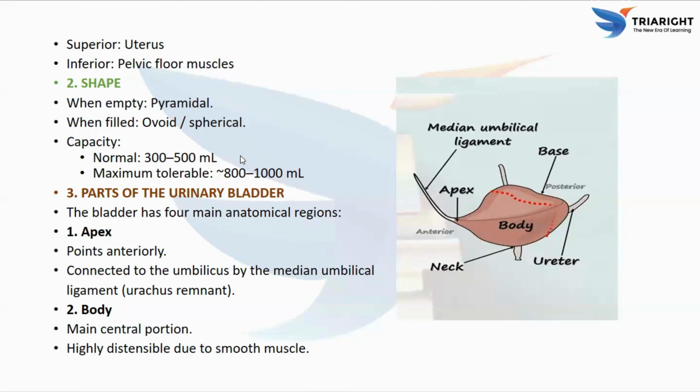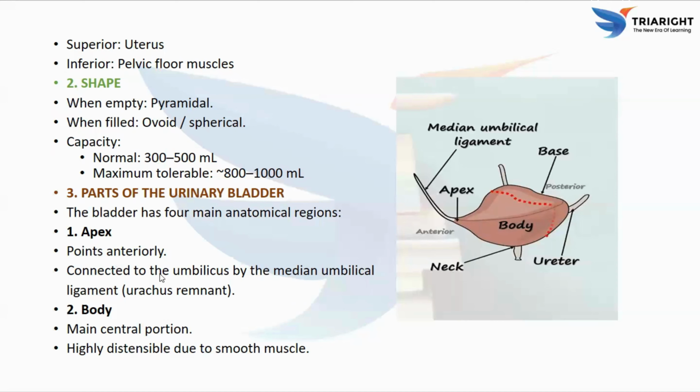So what are the parts of the urinary bladder? The bladder has 4 main parts: the apex, body, fundus or base, and neck. Here is a picture which shows you the parts of the urinary bladder. On the left side there is the apex, and this is the body, which is brown in color. On top of the body is the base, and to the right side of the body is the ureter. Downwards is the neck, and through the apex you can find the median umbilical ligament.